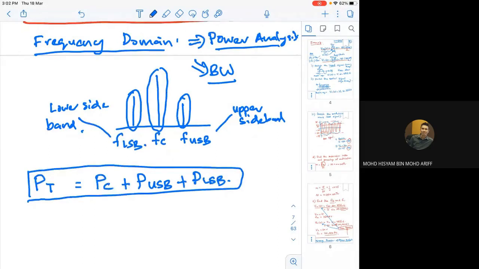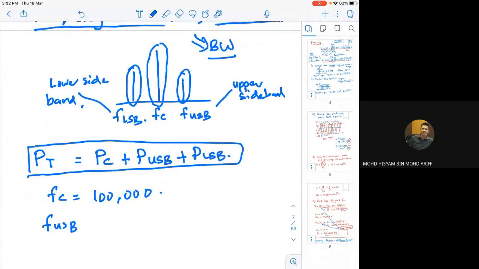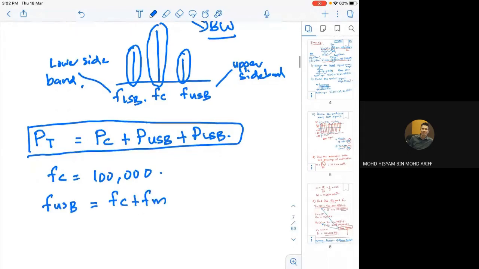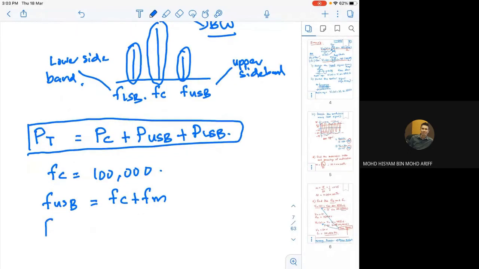Then again, what is the FC? FC is FC. You see from the equation, your FC is 100,000 hertz. Now the new terms: F upper sideband equals FC plus FM. This one is new, you must know. F lower sideband equals FC minus FM. This is something like what you saw last time in the video that I showed to you.